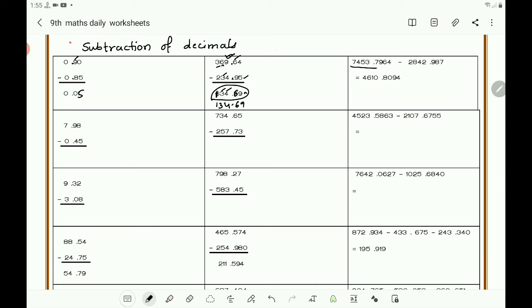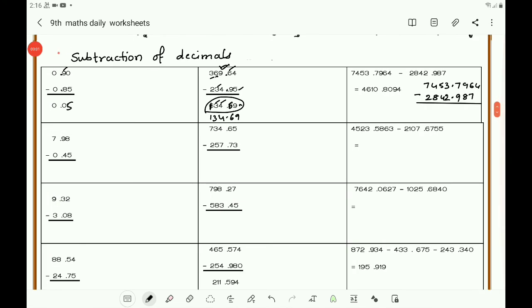Here 7453.7964 minus 2842.987. Here again we must take one below the other in such a way that the decimal points come one below the other. So how will you take? 7453.7964 minus here 2842.987, like this way. Here you take 0 and you subtract.